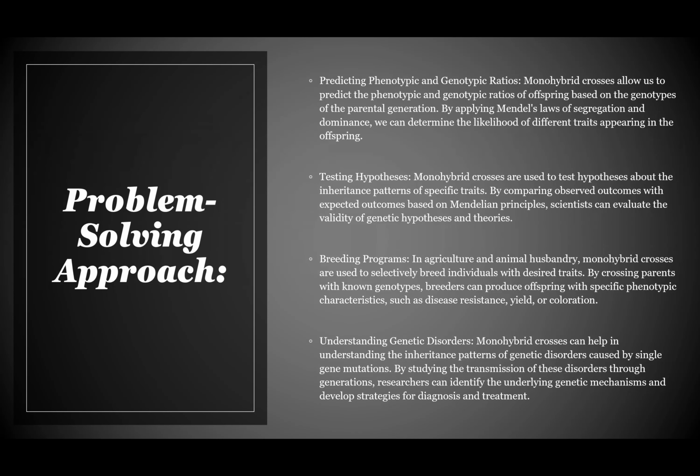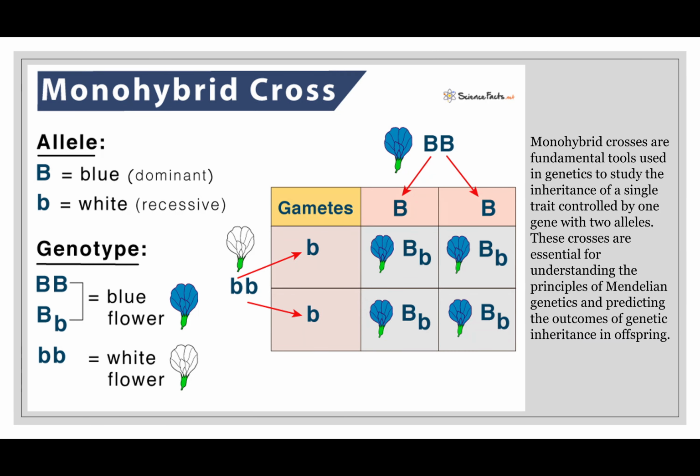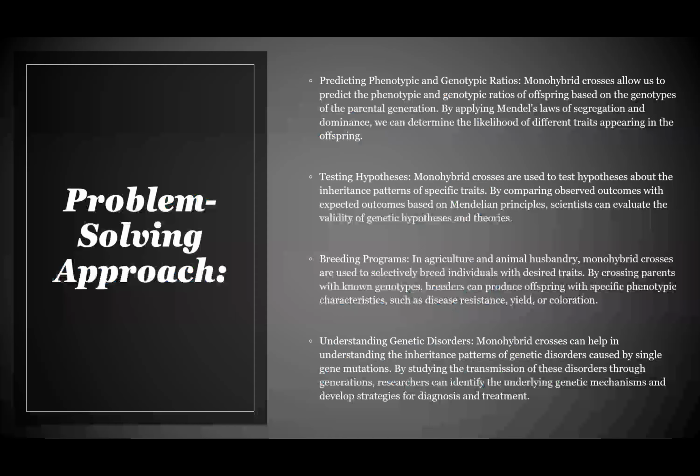And understanding genetic disorders as well. We can also use monohybrid crosses to help us understand genetic disorders, as some genetic disorders are caused by single gene mutations. By studying the transmission of the disorders through generations, researchers can identify the genetic mechanisms and develop strategies of diagnosis and treatment. So even though it seems so simple, the monohybrid cross can do so much.